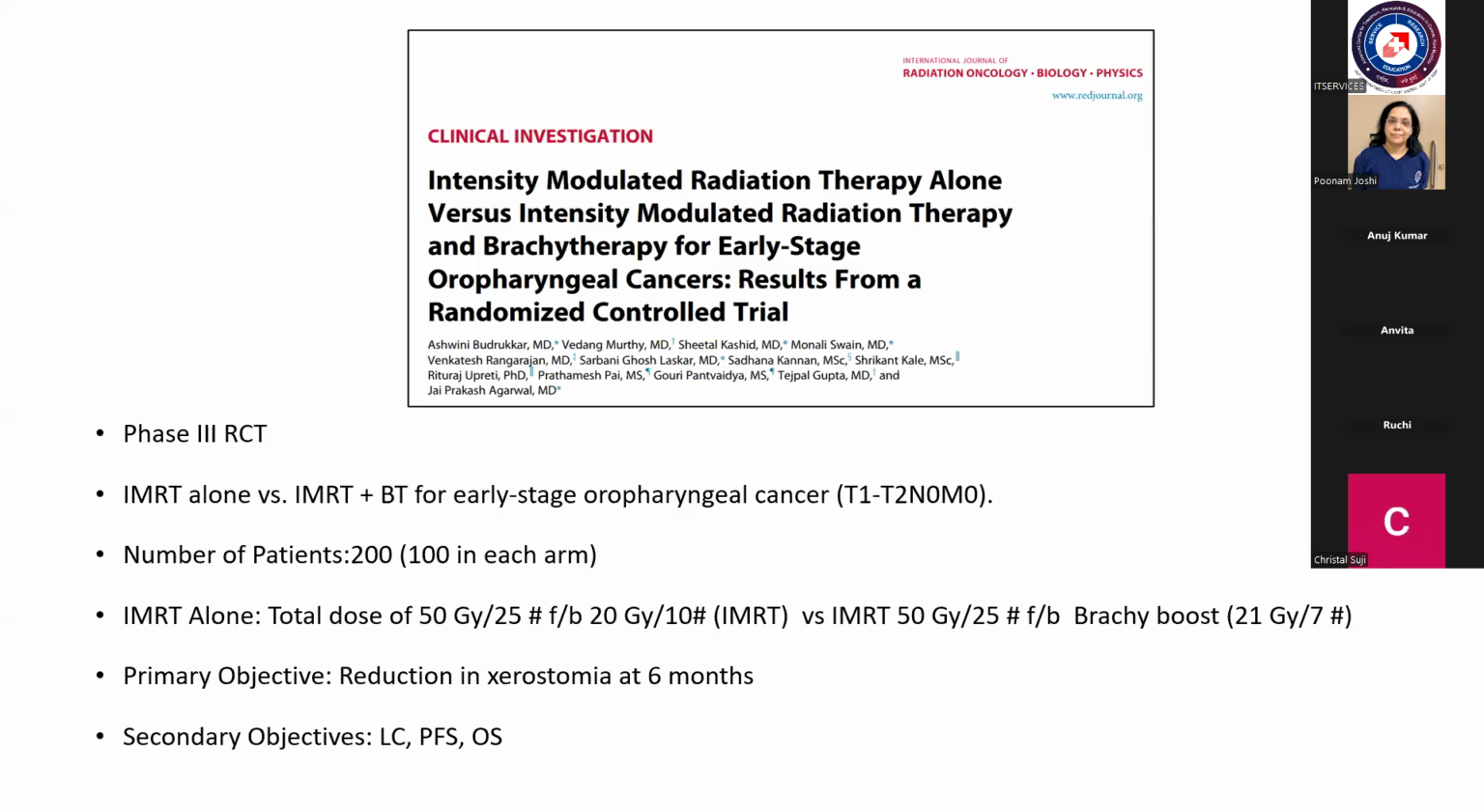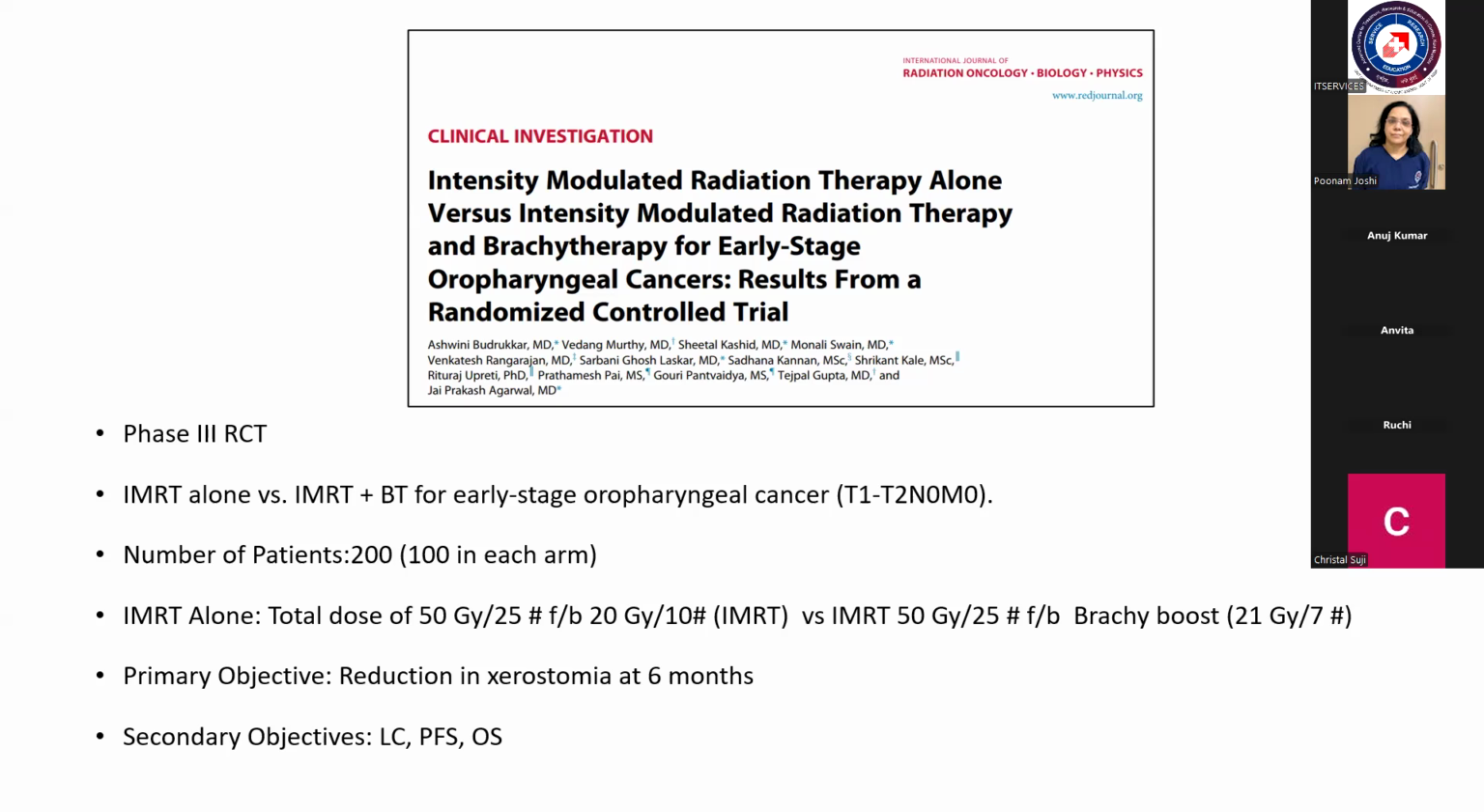So coming to another paper that was published again from our institute, that was on intensity modulated radiation therapy alone versus IMRT and brachytherapy for early stage oropharyngeal cancers. It was a phase 3 randomized control trial, and we divided patients into IMRT alone versus IMRT plus brachytherapy for early stage T1 to T2 oropharyngeal cancers. The number of patients was 200, 100 in each arm. IMRT alone was given in one arm.